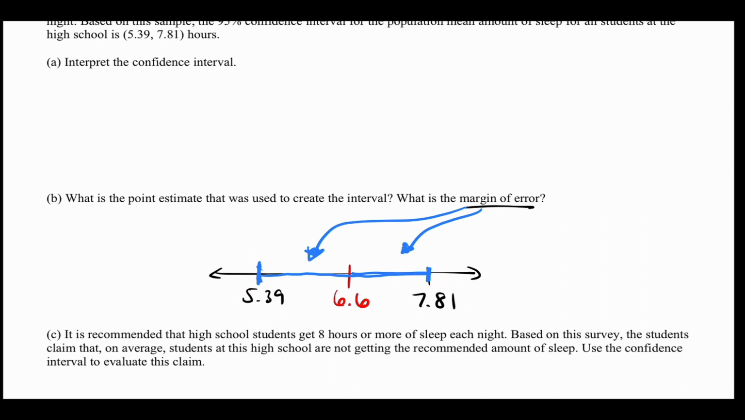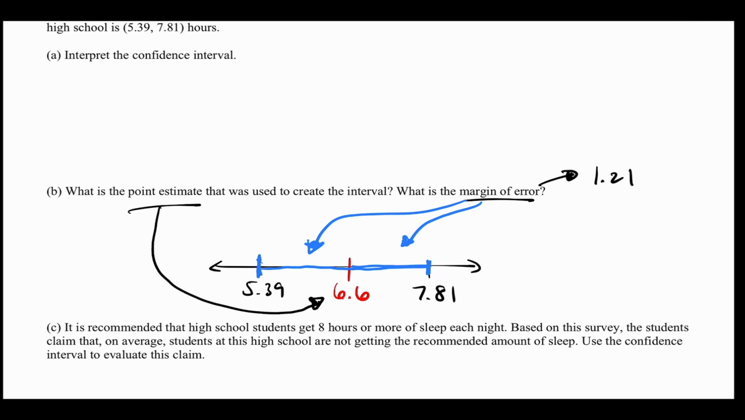So you can just subtract 7.81 minus 6.6, and you get the margin of error. So the margin of error is 1.21. The point estimate is 6.6. It's directly in the middle. It will always be directly in the middle of the interval. That's where the point estimate always is. And the margin of error is how far I need to go from the middle to the edge of the interval.